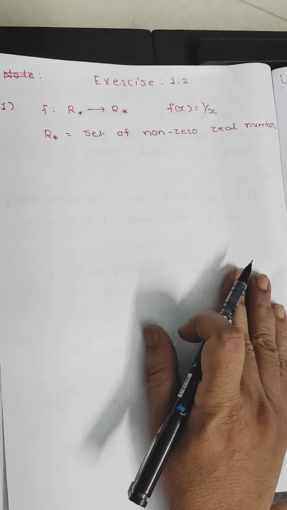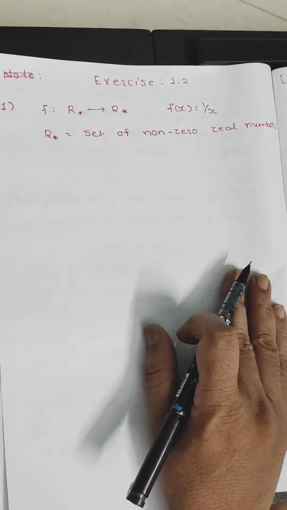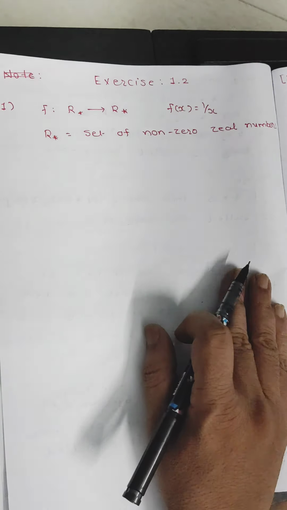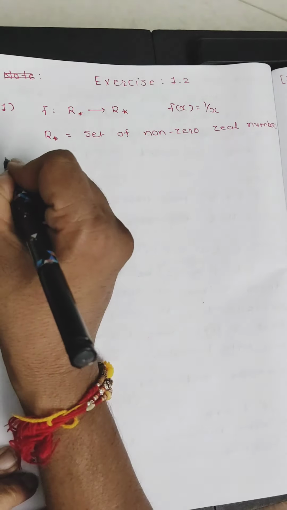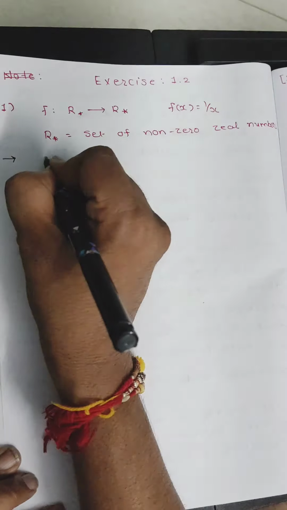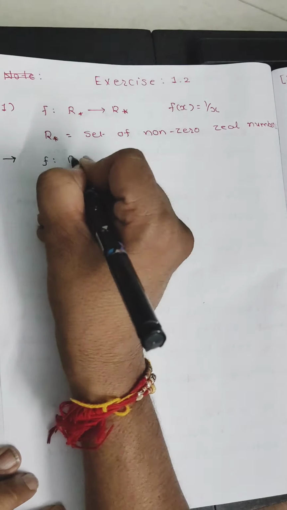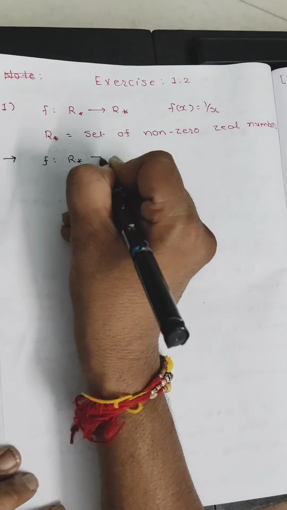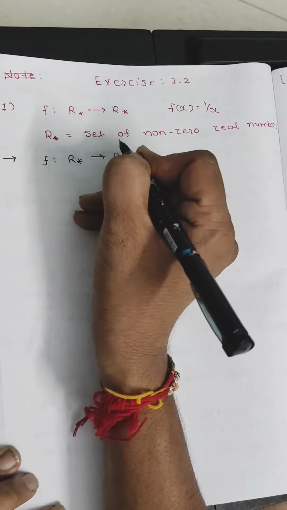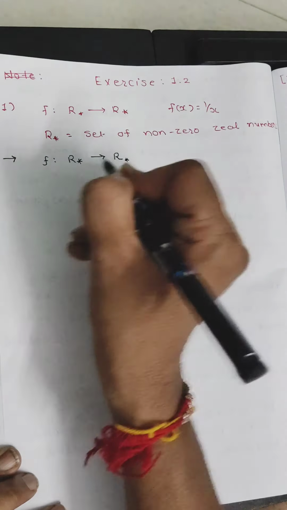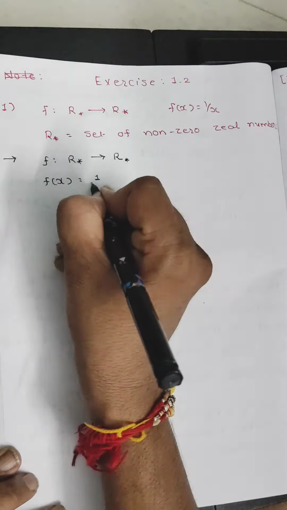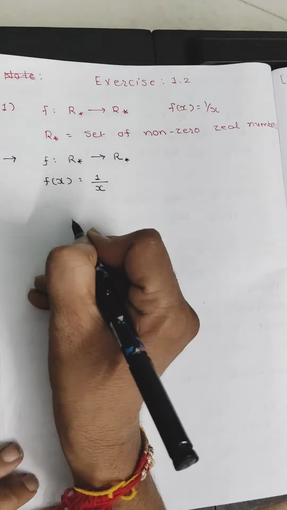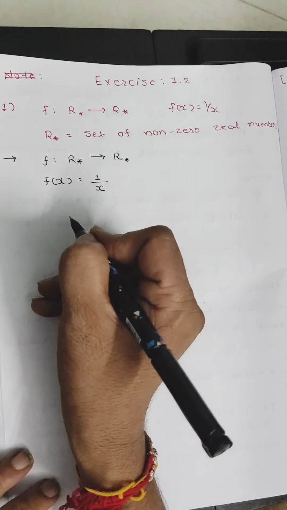So they said f from R to R, f(x) is equal to 1 upon x. Then I have to check whether the function is 1-1 or not. So first of all, what I am going to do is, f is from R star to R star and f(x) is equal to 1 upon x. How to prove a function is 1-1 or not?